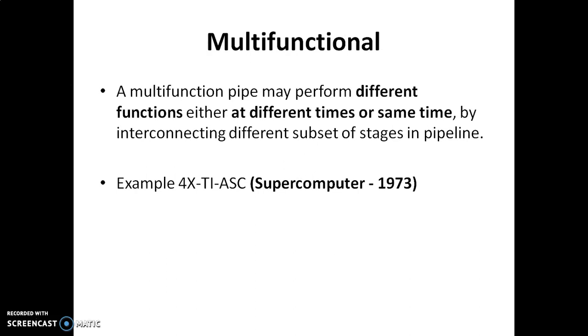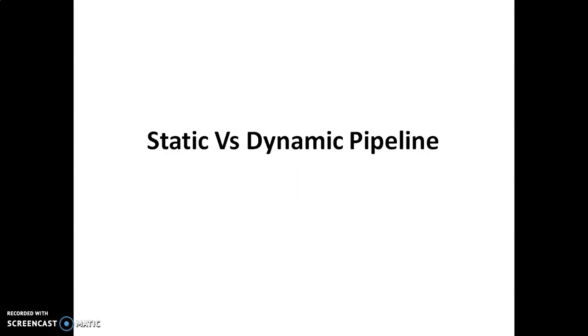Coming to the multifunctional, a multifunction pipe may perform different functions either at different times or at the same time. This can be done by interconnecting different subsets of the stages in the pipeline. Example, TI-ASC. Next, we'll consider static versus dynamic pipeline.